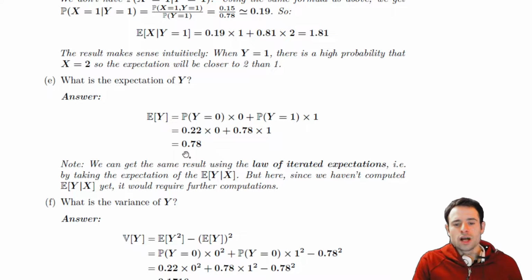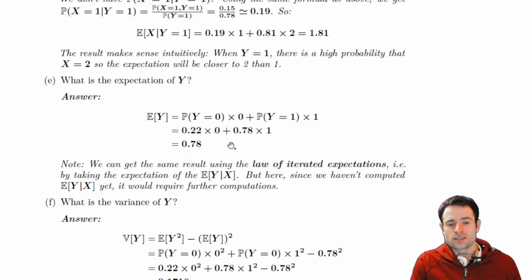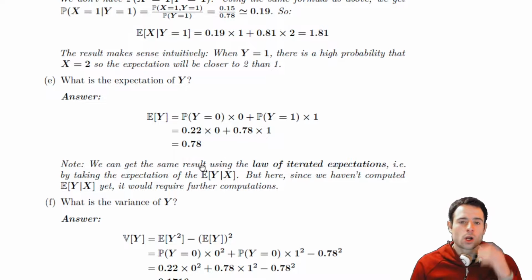Here, I do not do it because we haven't computed the expectation of y given x. We have done actually just the opposite, x given y. So if I wanted to use this formula, I would have to do extra work. Feel free to do so and let me know if you find the same result. If you don't, let me know as well, and I can help you compute the correct result.